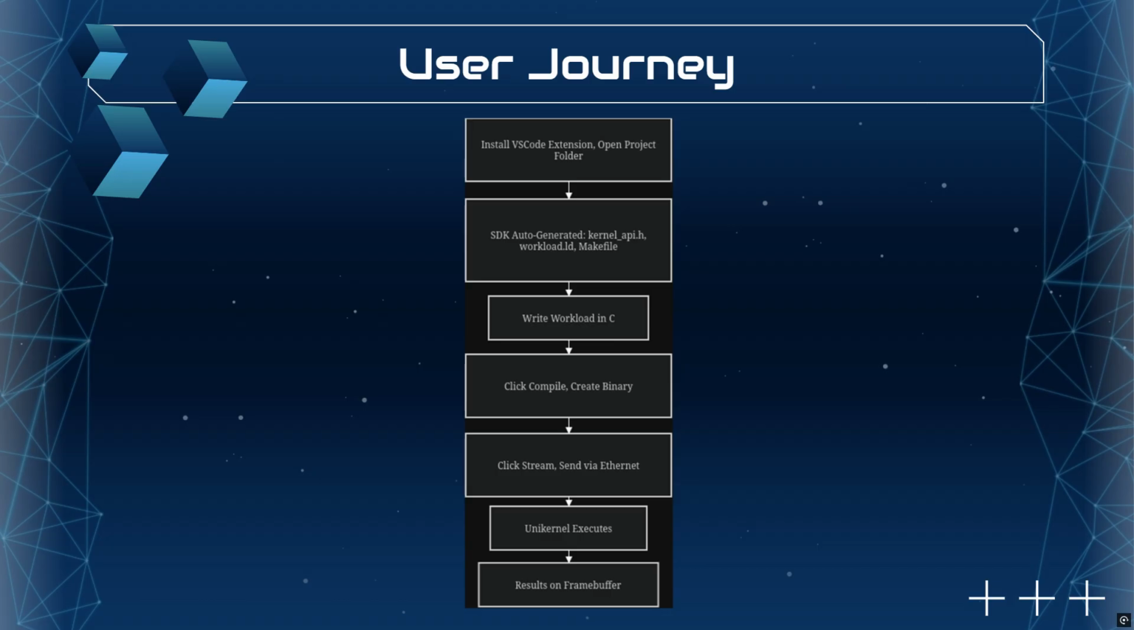From there, they'll need to write their workload in C with full access to the kernel's math and memory APIs. Hitting compile would allow the user to produce the binary, and then hitting stream will allow them to send that binary directly over to the unikernel through Ethernet. The kernel will then receive it, execute it against the hardware, and then write the results to the frame buffer.